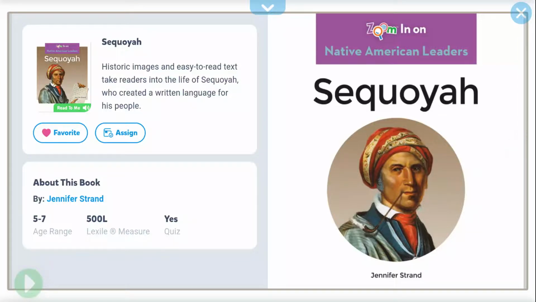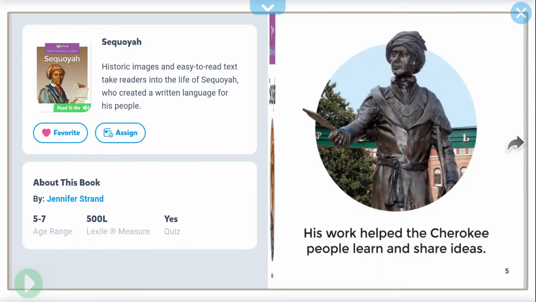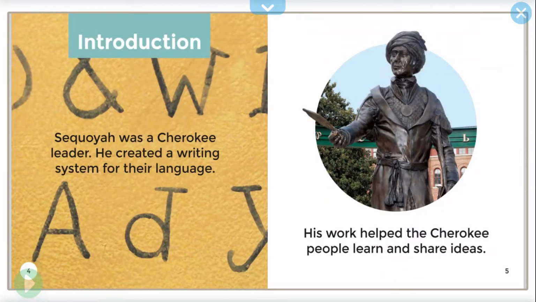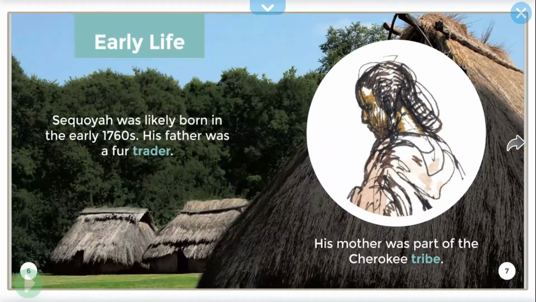Zoom in on Native American leaders, Sequoyah, by Jennifer Strand. Introduction. Sequoyah was a Cherokee leader. He created a writing system for their language. His work helped the Cherokee people learn and share ideas.